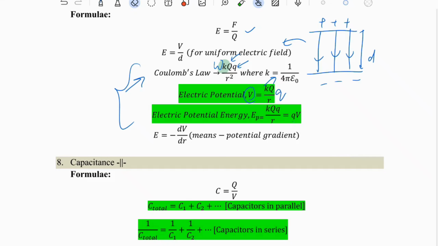Last one is electric field is equal to the negative potential gradient. This is something that you should know as well, because I think, if I'm not mistaken, they asked this in the winter 2024 paper. They asked what's the relation between the electric field and the gradient. So, make sure you know this.